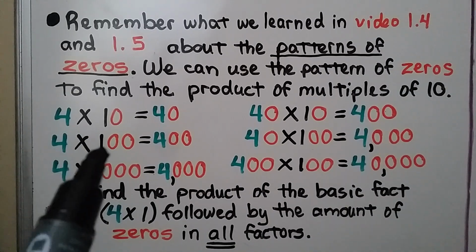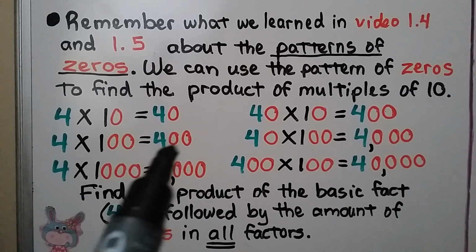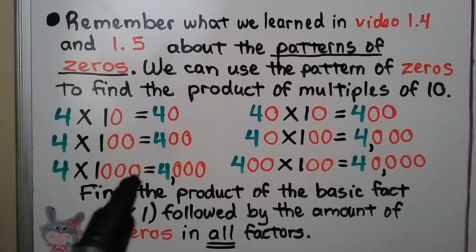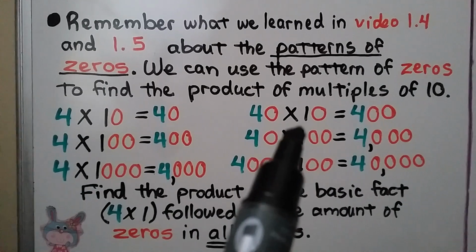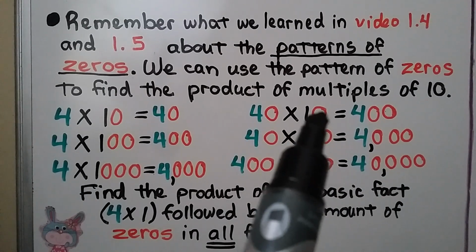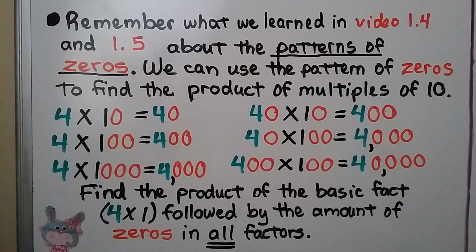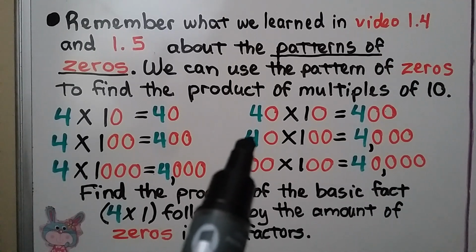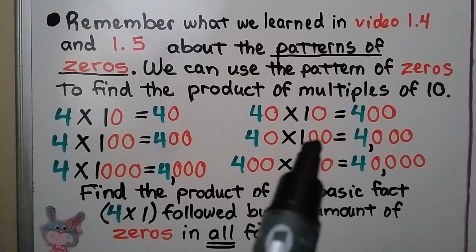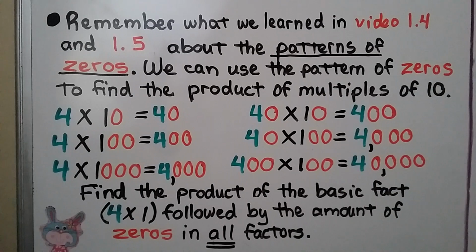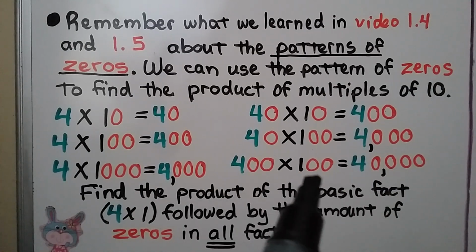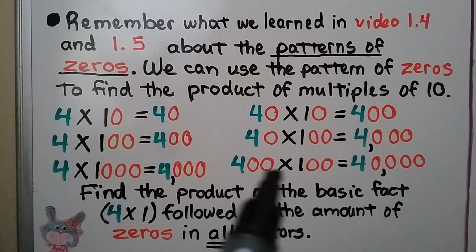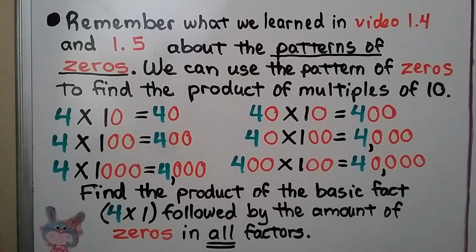Here we have a 4 times 1 with 2 zeros. That makes 400. Here we have a 4 times 1 with 3 zeros. That makes 4,000. Here we have a 4 times 1, and there's a 0 here and a 0 here, so we have 2 zeros. That's 400. We have a 4 times 1 with 3 zeros. That makes 4,000. And in this one, we have a 4 times 1 with 4 zeros in all the factors together. So that's 40,000. And that's the pattern of zeros.